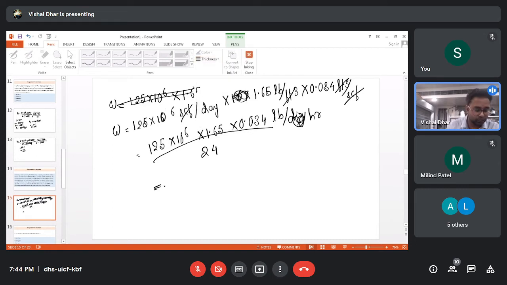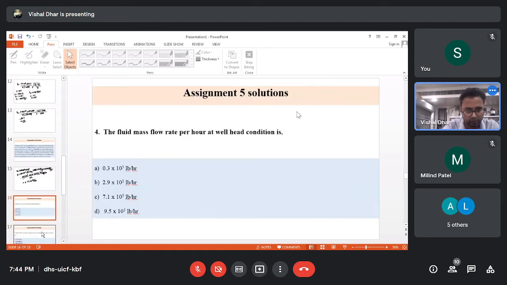Okay, the answer for this, if you solve this, will be 2.9 × 10^5 lb per hour. So the correct answer is B.